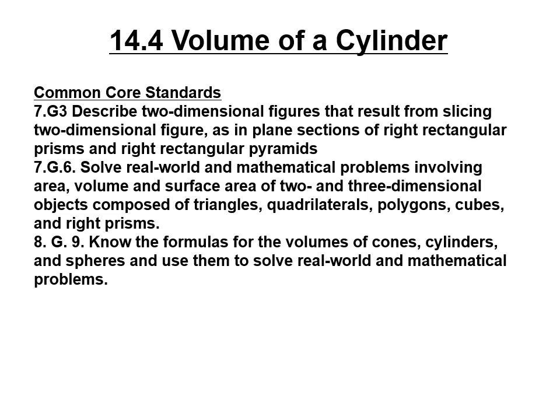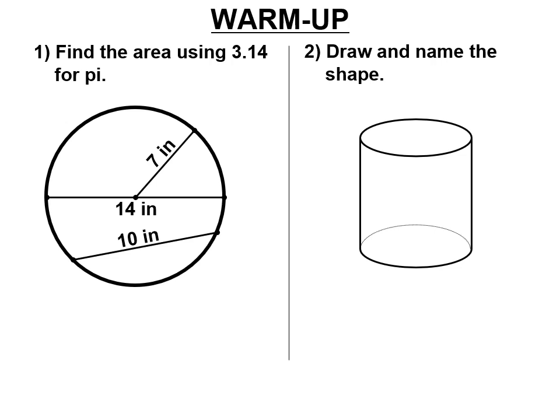Welcome to 14.4, volume of a cylinder. So let's first find the area of that circle using 3.14 for pi. So the area, right, not the circumference, the area of the circle is pi times radius squared. It says use 3.14, that means we're approximating the area.